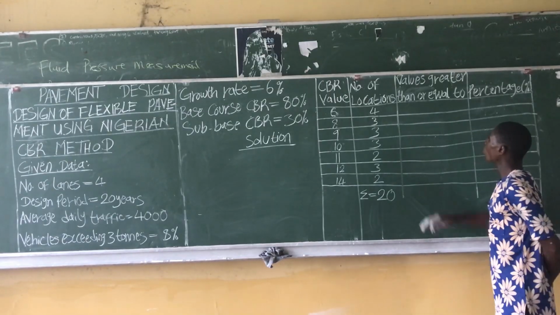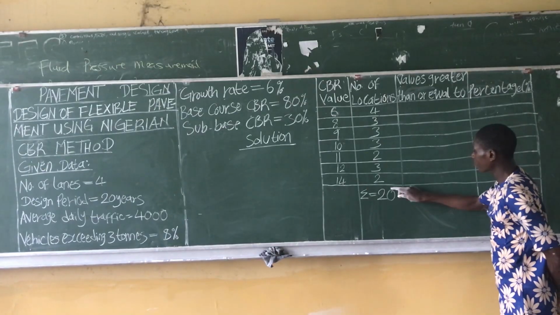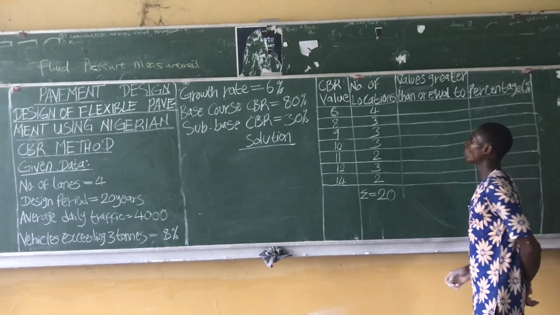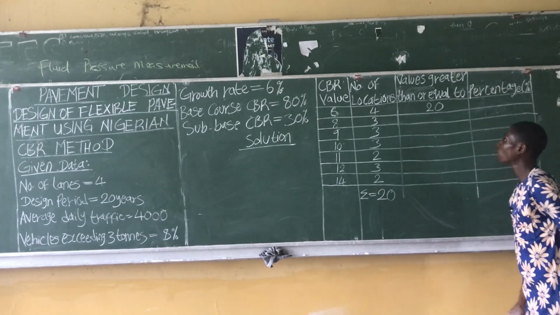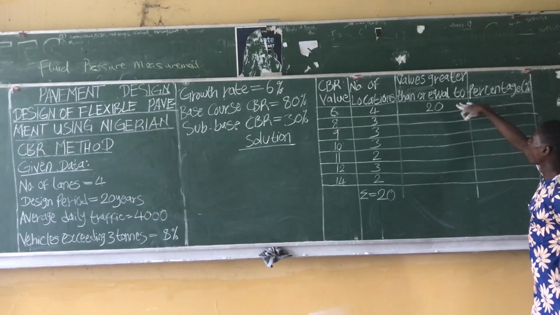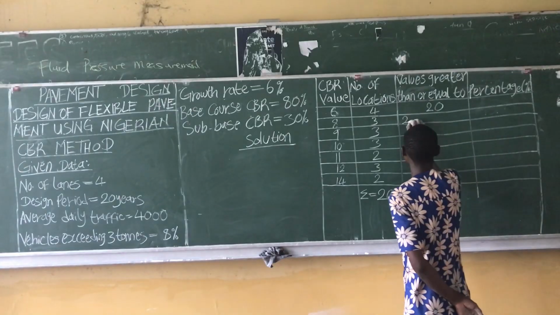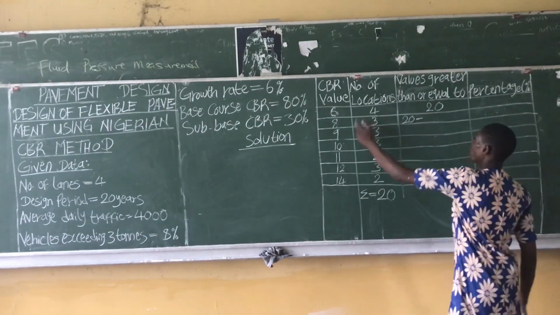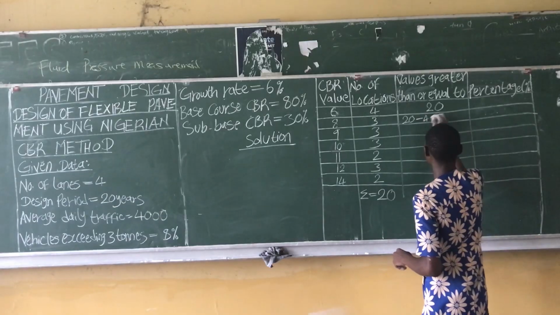On our next column, we have values greater than or equal to. On the first row, for the first CBR value, we write the summation of the number of locations. So we have 20 at this point. How do we get our values greater than or equal to for the second row? It's simply 20 minus the number of locations for the first CBR value. So 20 minus 4.